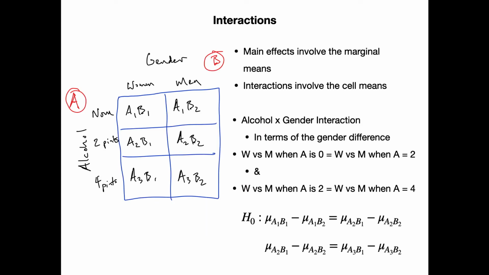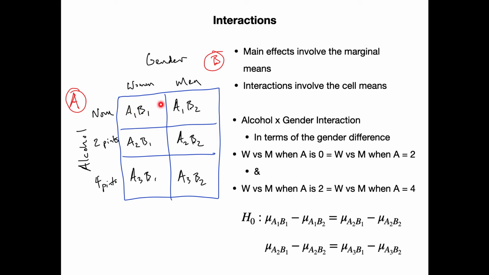All right, so let's define these interactions. The interactions involve the cell means, whereas the main effects that we dealt with before involved the marginal means, out here in the margins. If we wanted to compare the main effect of alcohol, we compared the marginal mean for none, the marginal mean for 2 pints, and the marginal mean for 4 pints. The interactions are going to involve the cell means themselves, because that's where gender and alcohol come together and literally interact.